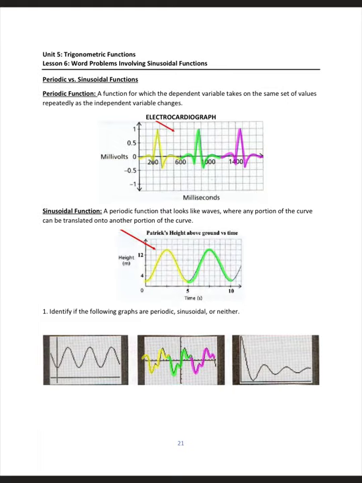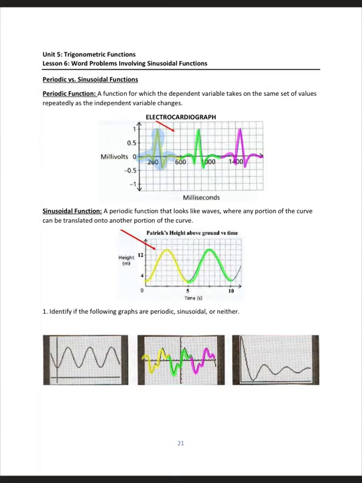For example, in this electrocardiograph, you could see that there's a pattern from here to here to here. If you were to translate or move that over to the right, it would repeat itself over and over again. A sinusoidal function is just a periodic function that looks like a bunch of waves. The electrocardiograph has a pattern, but it's not wave-like. Sinusoidal functions are wave-like.